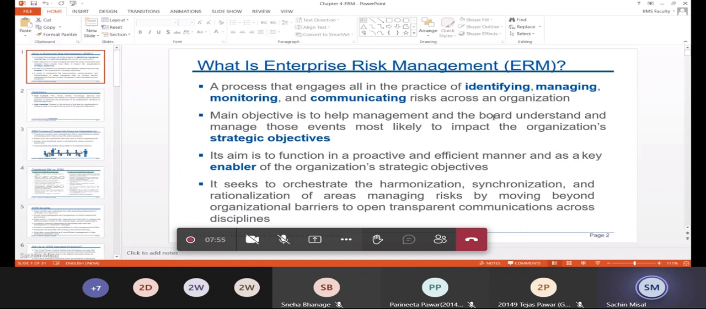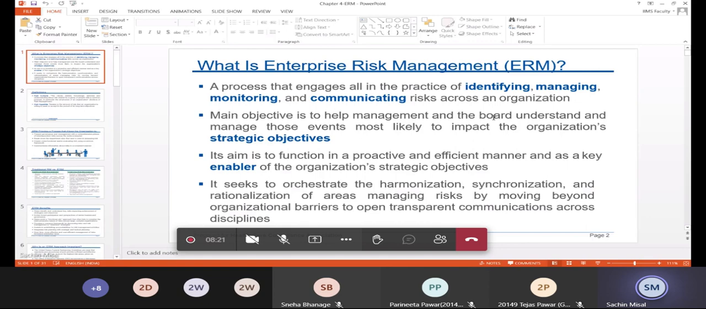It seeks to orchestrate the harmonization, synchronization, and rationalization of areas managing risk by moving beyond organizational barriers to open, transparent communication across disciplines. So it seeks to understand that there should be harmonization and synchronization.